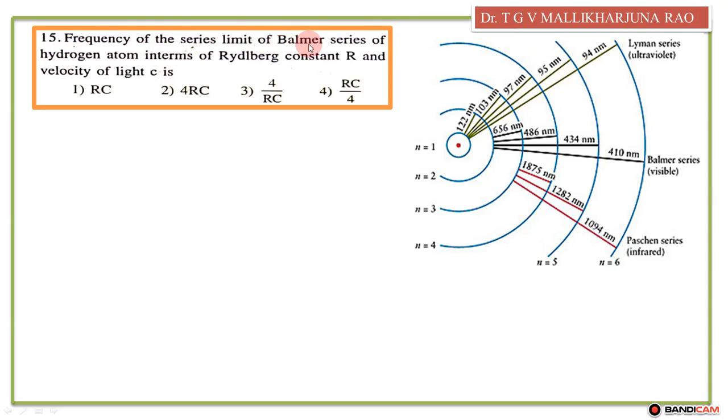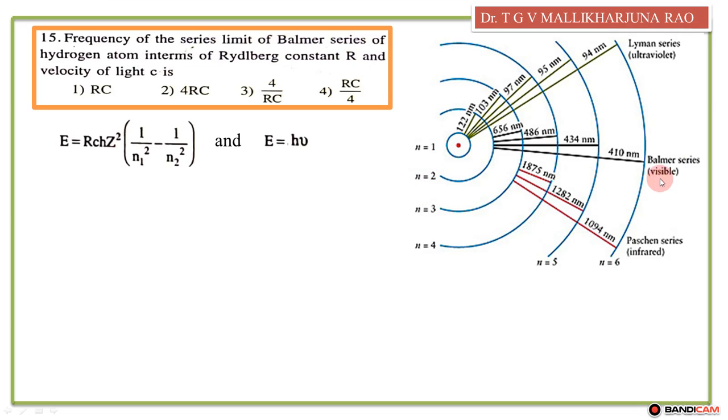Frequency of series limit of Balmer series of hydrogen atom in terms of Rydberg constant R and velocity of light c is. In this problem, we should measure the limiting frequency of Balmer series. Balmer series is formed due to the transition of electron from higher energy level to n equal to 2 level.